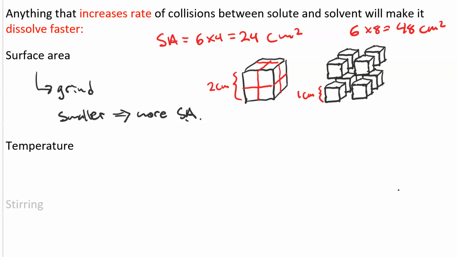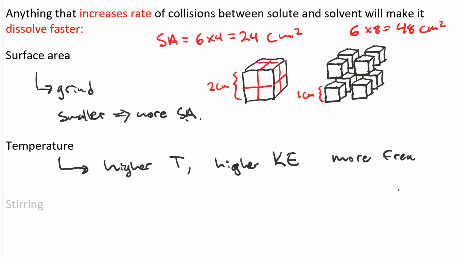Something else I can manipulate is temperature. At higher temperature, particles have higher kinetic energy. In other words, they're vibrating faster. That means the collisions are both more frequent and more forceful. So no matter what, things will dissolve faster at a higher temperature.